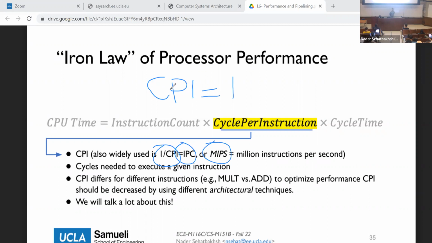So the question is, how do you account for pipelining? We're going to talk about pipelining exactly after this. So how do we calculate the CPI for pipelining? Okay. Any other questions?